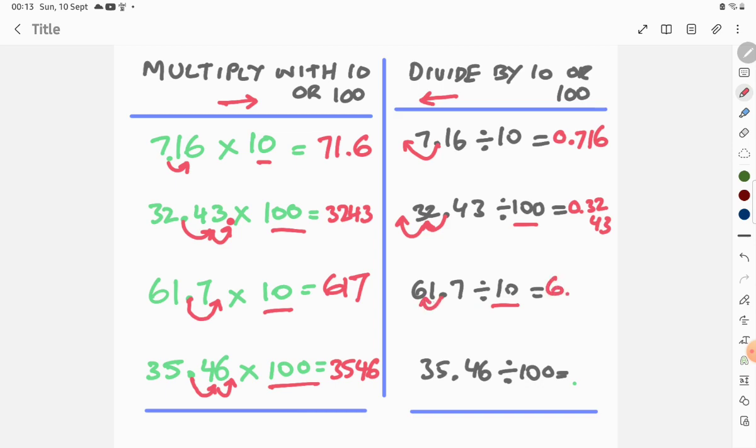This becomes 6.17. And lastly, 35.46 divided by 100, again two jumps. 100 has two zeros, so there are going to be two jumps. 0.3546. Hope that was understandable.